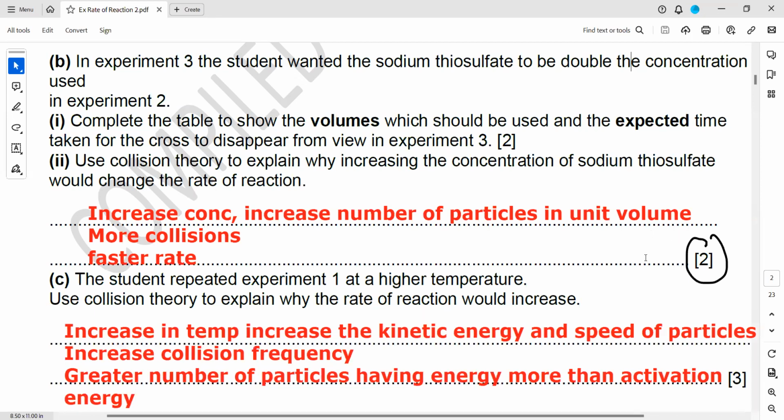So if you find this question, this should be the answer. Don't try to write stories, just write these points. Increasing temperature increases the kinetic energy, increases the speed of the particles, more particles collide, greater collision frequency, or a greater number of particles have energy more than activation energy.